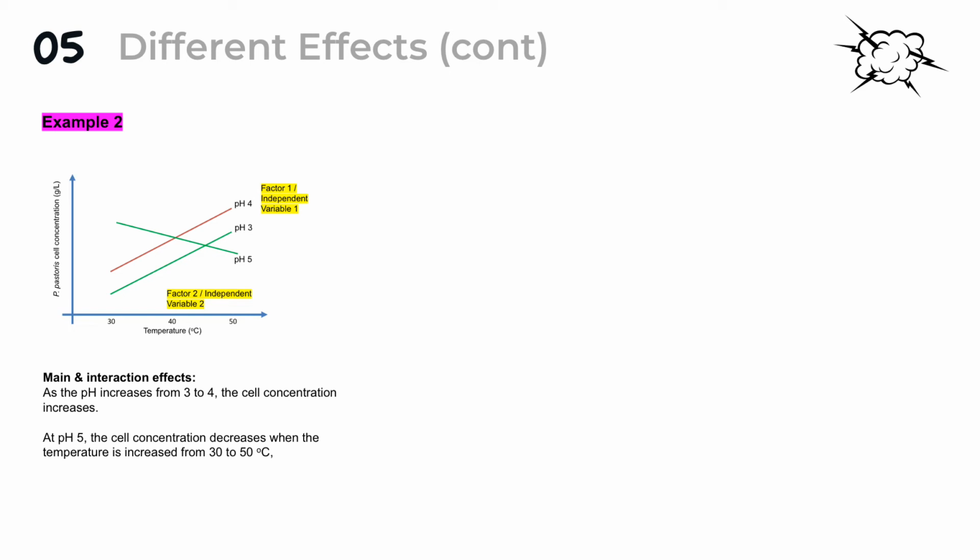For example, the first description will be about pH 3 and pH 4 since they present the same trend. So we can say that as the pH increases from pH 3 to 4, the cell concentration of P. pasteurii also increases. But for pH 5, since the trend is different from the other pH values, we have to describe the trend separately. What we can say here is that at pH 5, the cell concentration decreases when the temperature is increased from 30 to 50 degrees Celsius. So that explains the main and interaction effects of the two factors in this example.